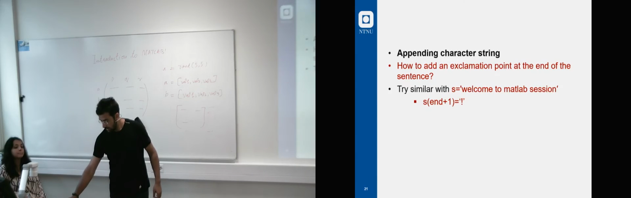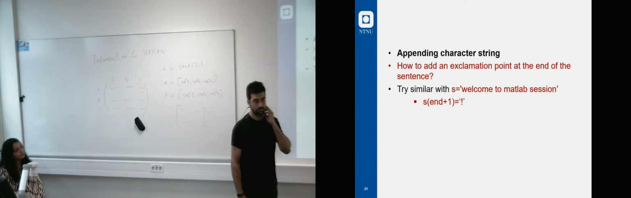Then appending to the declared string. If you want to append something, say, an exclamation mark at the end, here you can do it like this. There are many other ways to append to a string, but this is one of the ways that you can use. Did it work for everyone? Good.